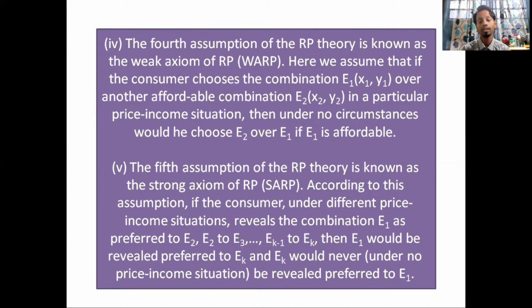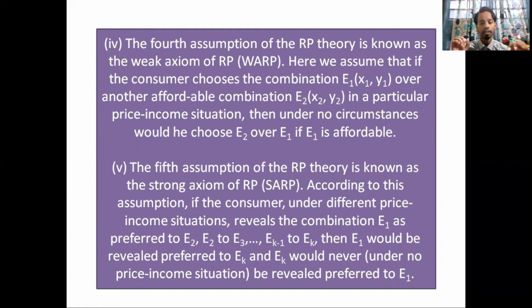Here we assume that if the consumer chooses the combination E1, the first combination, and there is also another combination E2. E1, within the bracket X1, Y1, is chosen over another affordable combination E2, within the bracket X2 goods and Y2 goods, in a particular price income situation. Then under no circumstance would he choose E2 over E1 if E1 is affordable. This assumption is trying to bring a clear picture that he chooses only E1 even though he is able to choose E2.